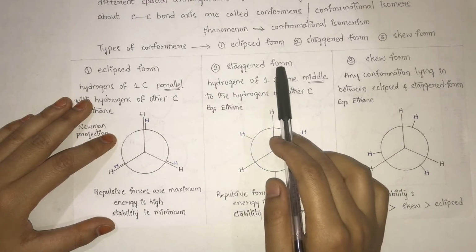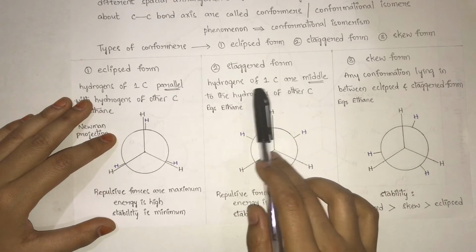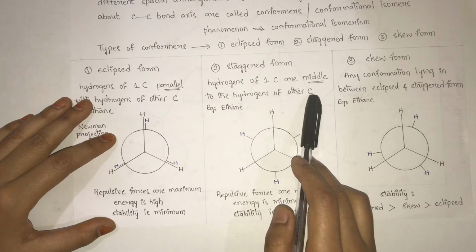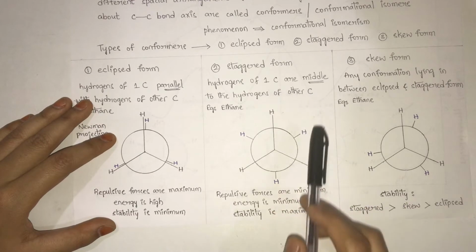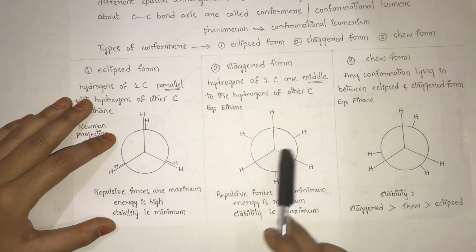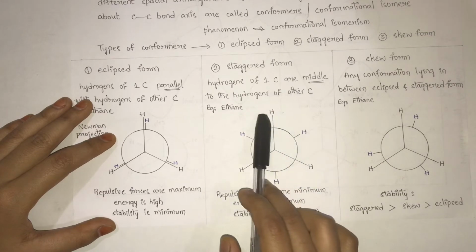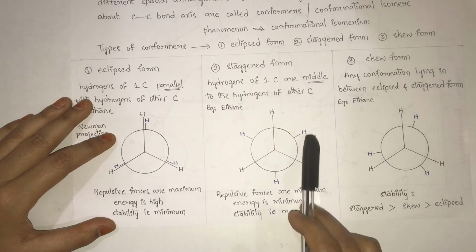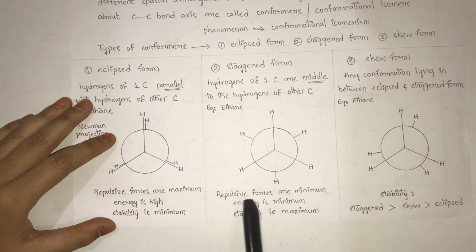Second one, staggered form. Hydrogens of one carbon are in the middle of the hydrogens of the other carbon. That means there will be no overlapping of hydrogens of both carbons. With the same ethane example, if you are representing this structure, we can see the spatial difference. Maximum difference between hydrogens of both carbons, due to which repulsive forces are minimum, energy is minimum, but the stability is maximum.